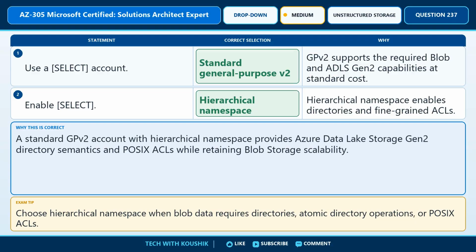The correct value for Statement 1 is Standard General Purpose v2. GPv2 supports the required blob and ADLS Generation 2 capabilities at standard cost. The correct value for Statement 2 is Hierarchical Namespace. Hierarchical namespace enables directories and fine-grained ACLs. Exam tip: choose hierarchical namespace when blob data requires directories, atomic directory operations, or POSIX ACLs.